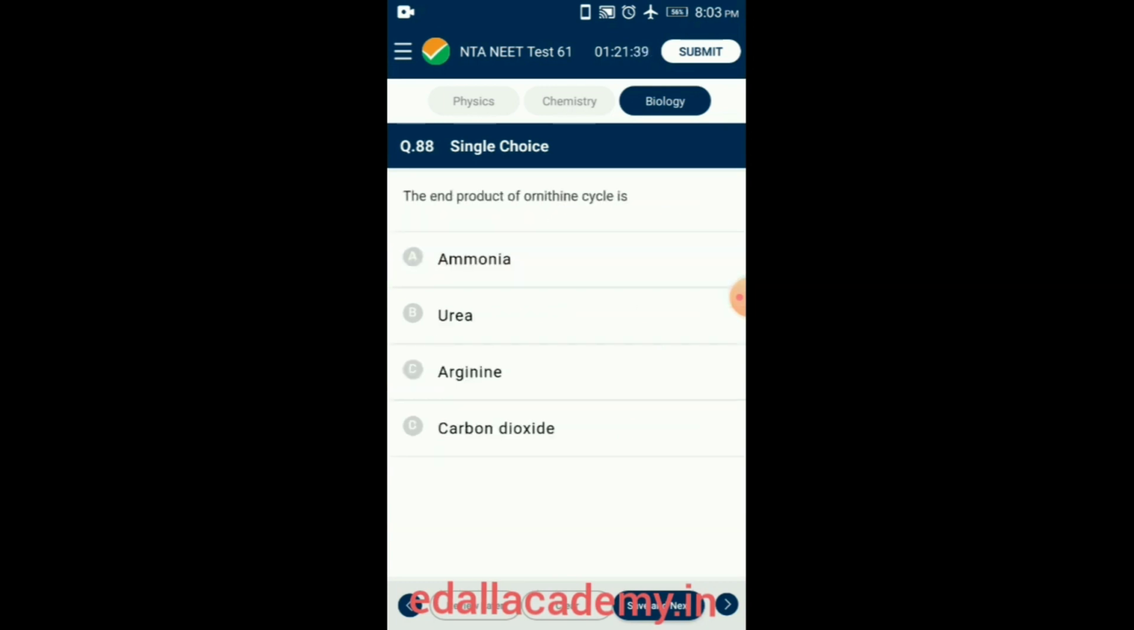Question number 88. The end product of the ornithine cycle is. The entire process of the ornithine cycle converts two amino groups, one from NH4 and another from Asp, and a carbon atom from bicarbonate to the relatively non-toxic excretion product urea at the cost of 4 high energy phosphate bonds. To enter the cycle, ammonia is converted to carbamyl phosphate. So the end product of the ornithine cycle is urea. So the correct option is B.